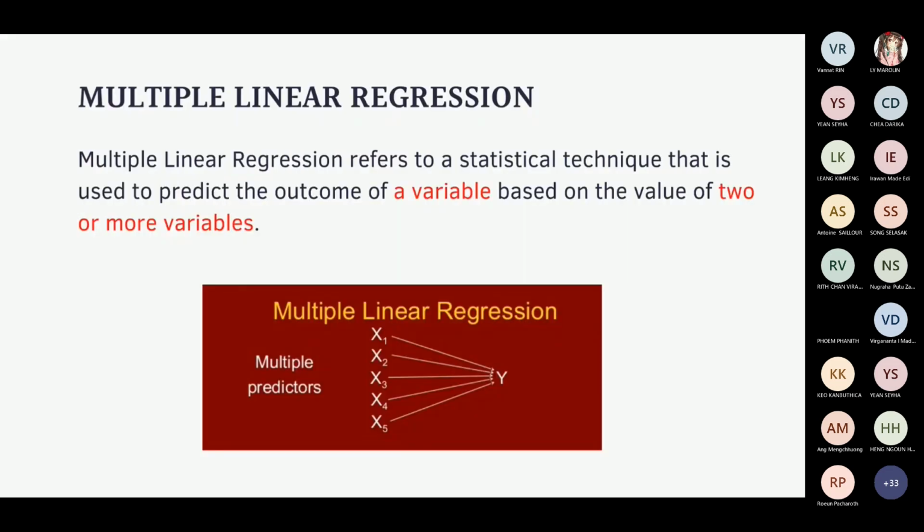Thank you, Sukiya. So now that we know what single linear regression is, let's move to the next point, which is about multiple linear regression. First of all, let's look at the definition. Multiple linear regression is referred to as a statistical technique that is used to predict the outcome of a variable based on the value of two or more variables.